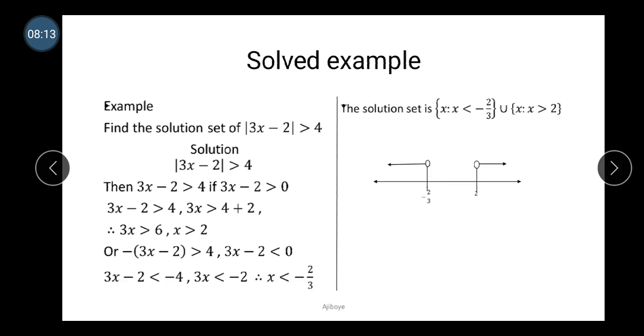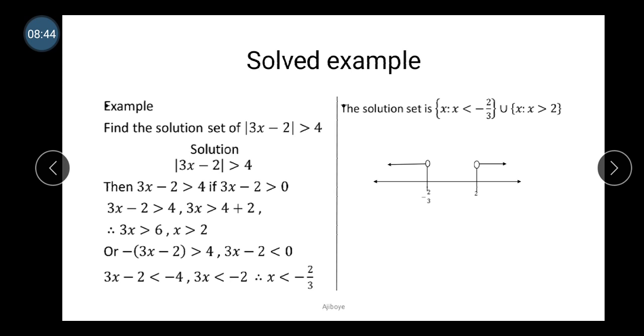Solve the example. Find the solution set of the absolute value of 3x minus 2 greater than 4. Then 3x minus 2 greater than 4, if 3x minus 2 is positive. Therefore, we say 3x minus 2 greater than 4. When we take the minus 2 to the other side, it becomes 3x greater than 4 plus 2. And so 3x is greater than 6, and therefore our x is greater than 2.